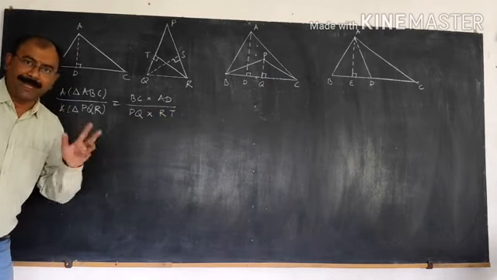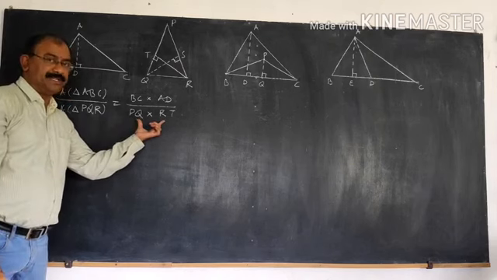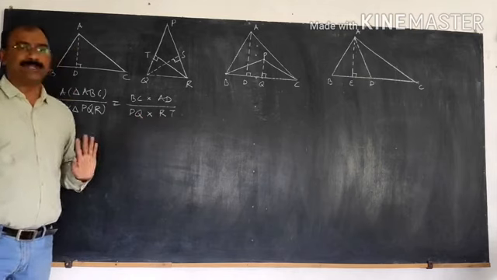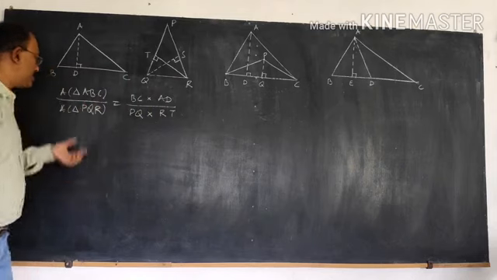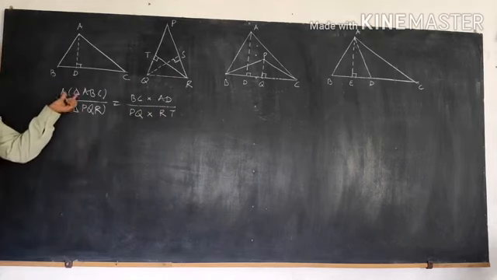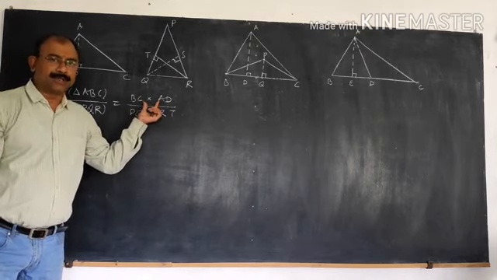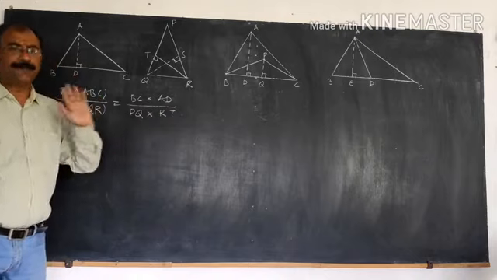So the pair of base and height cannot be changed. Is that clear? The pair cannot be changed. You can take any pair, but this pair cannot be changed. This base will have this height only. Okay. So the first property says that the ratio of areas is equal to the ratio of products of corresponding base and height. This is the first property.